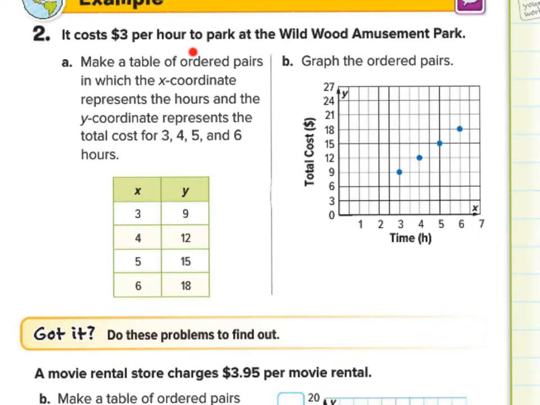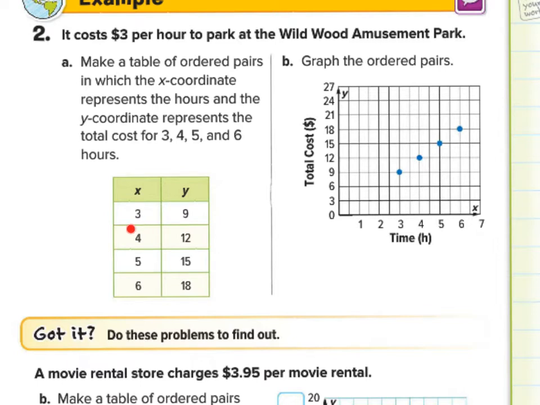It costs $3 per hour to park at Wild Wood Amusement Park. $3 per hour, that's my rate, 3/1. Make a table and ordered pairs in which the x-coordinate represents the hours and the y-coordinate represents the total cost for 3, 4, 5, and 6 hours. So my input is my x, which is my domain, and my output is my y, which is my range.